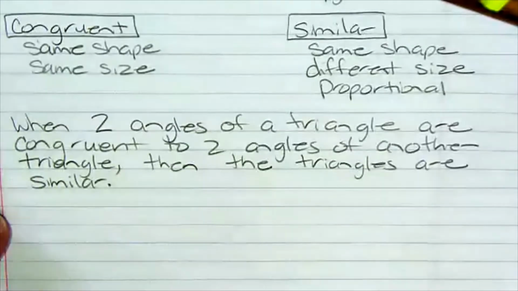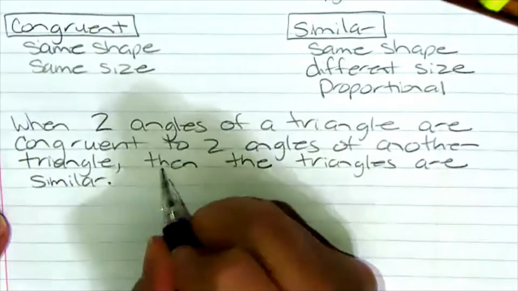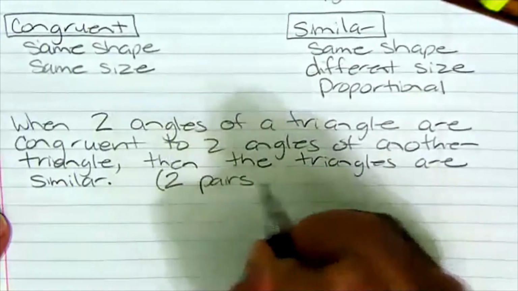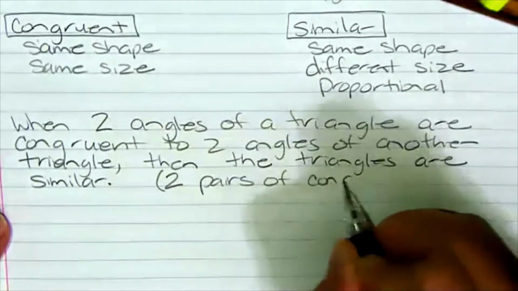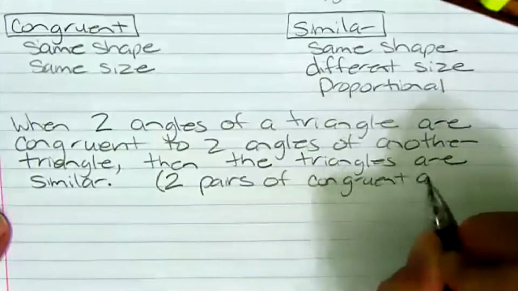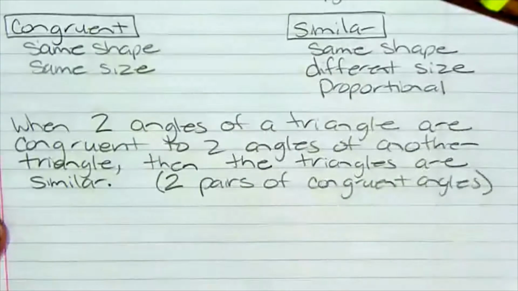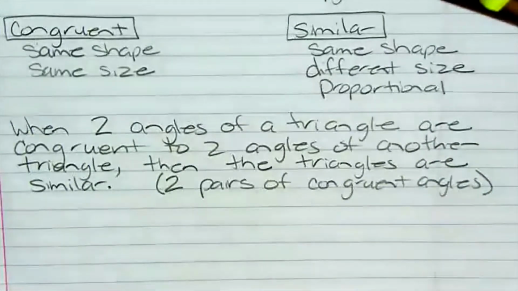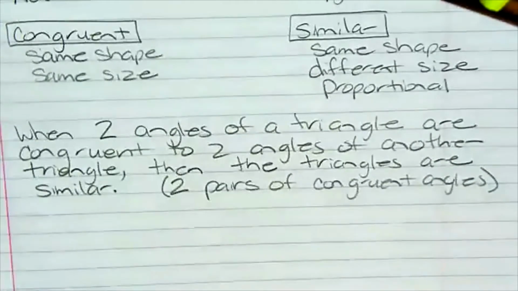An easier way of thinking about this: you need to have two pairs of congruent angles. That's another way of thinking about it.